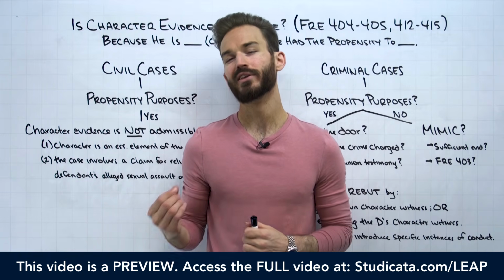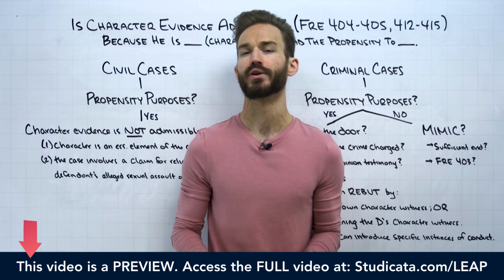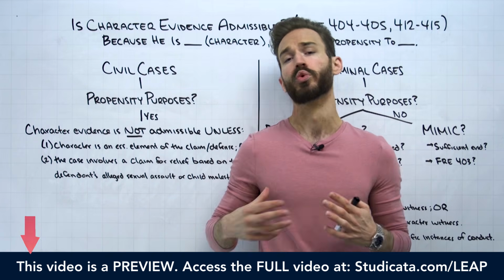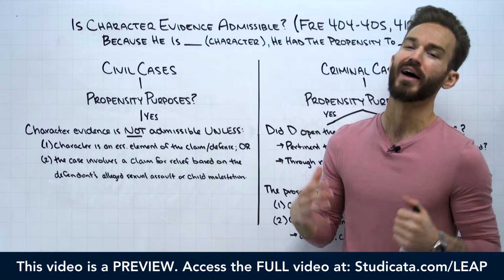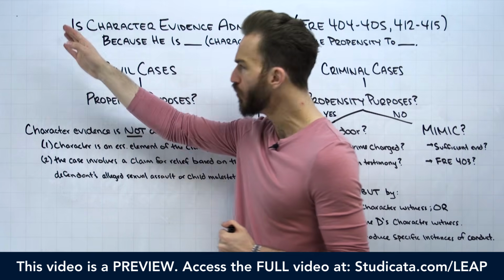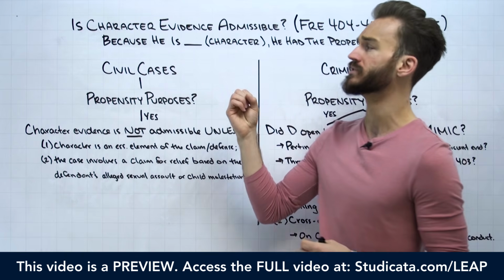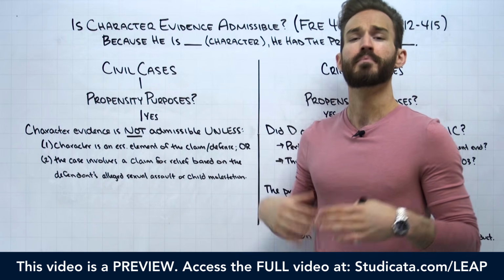In this lesson, we're continuing our discussion of relevance, and specifically we want to focus on character evidence under Rules 404 through 405 and 412 through 415 of the Federal Rules of Evidence. But to get started, what is character evidence? Well, in short, character evidence is simply generalized information regarding a person's behavior.